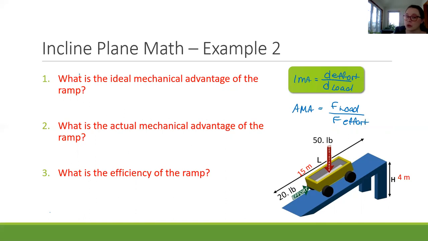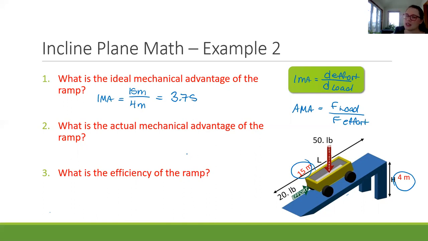All right, so what's the ideal mechanical advantage of the ramp in the picture? All we need to do is, what's the distance that the effort moves? It moves 15 meters. What is the distance that the load actually moves, the vertical distance that we want to move the load? That's 4 meters. So the ideal mechanical advantage is 3.75. You'll notice meters and meters, make sure the units match before you find it.